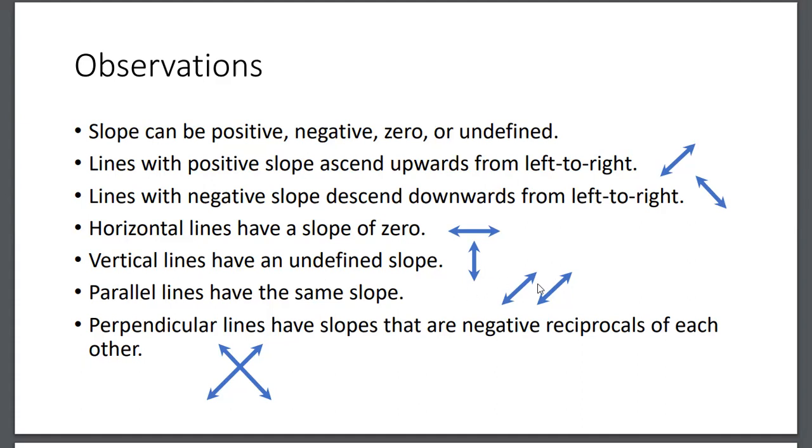Parallel lines have the same slope. Perpendicular lines have slopes that are negative reciprocals of each other. It all comes out of observations from the definition.